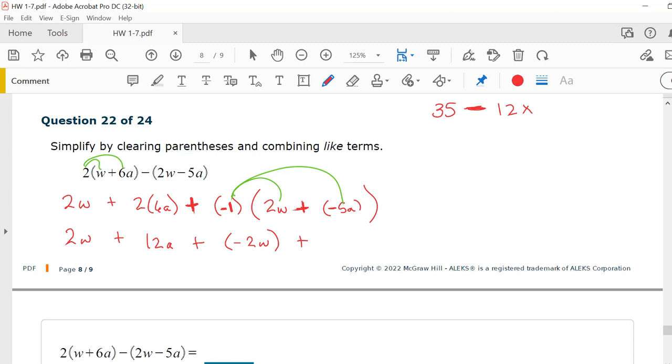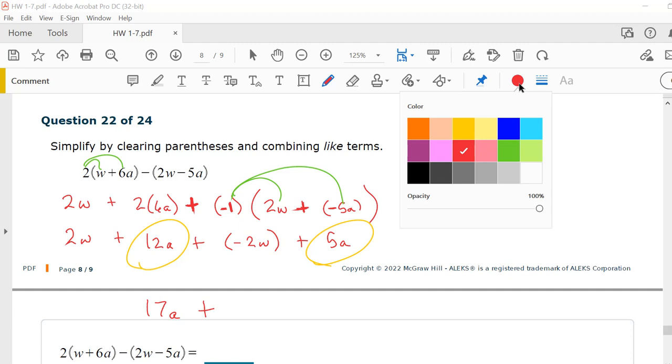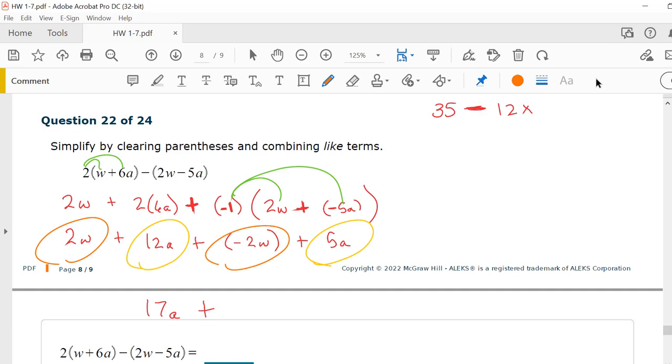Do I have any like terms? A's. I have 12a plus 5a. That gives me 17a plus, okay, I have 2w plus negative 2w. Well, 2 plus negative 2 is 0w. That's just 0. So if I add 0, that doesn't change it. My answer is just 17a.